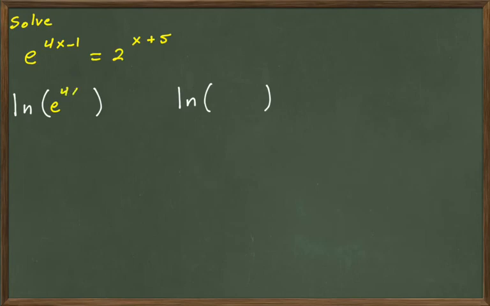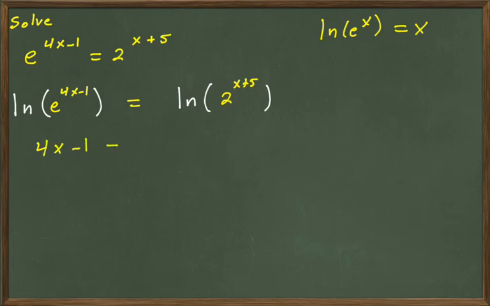So we apply the natural log to both sides of the equation here, and we got something nice because we have the natural log of e. So natural log of e to the x is just equal to x. It's the inverse property of a function and its inverse. So that frees the 4x minus 1.